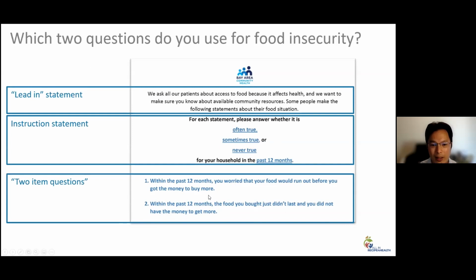And this has been validated in the science, in the literature. High sensitivity, high ability to pick up patients who are food insecure. We're going to go deep into this, but I wanted you to know this is a resource that's ready to go at Bach. And it's available not only in English, but in Spanish and in Chinese.